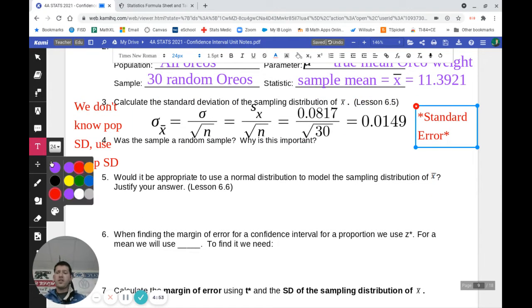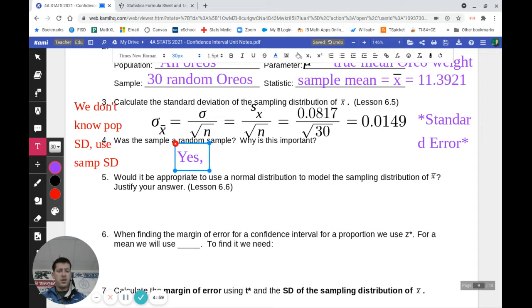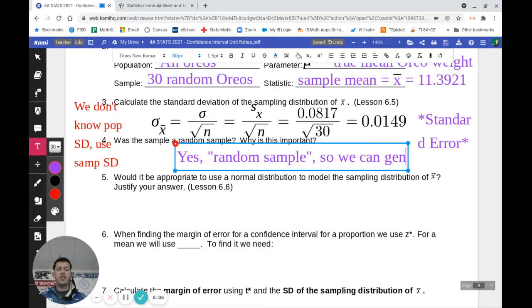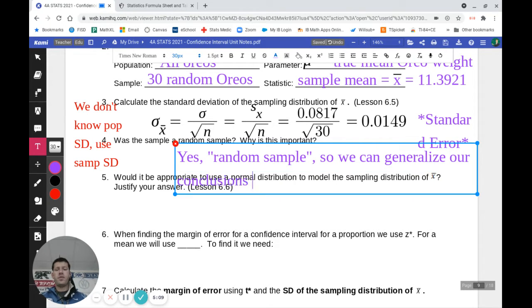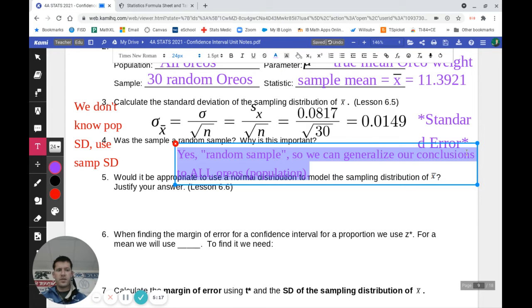Number 4 wants to know, was this sample a random sample? And we are told yes. We saw the words random sample early on, and this is important so we can generalize our conclusions to all Oreos, the population. Let's make sure we can read that.